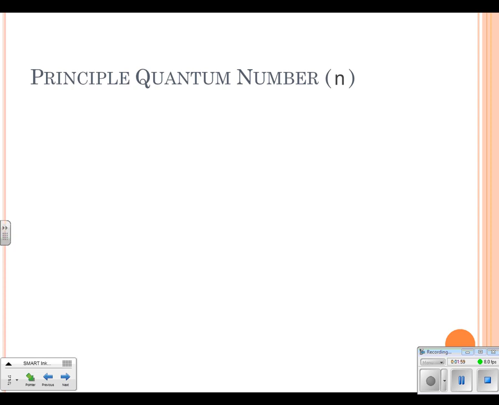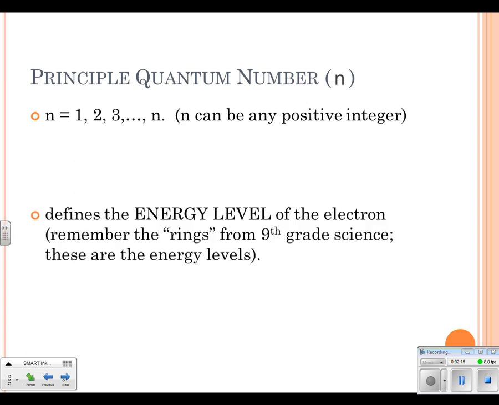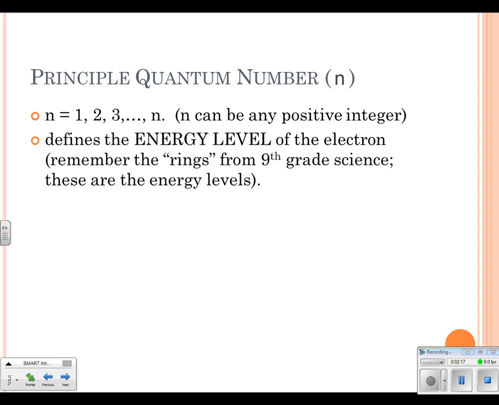So the first quantum number is the principal quantum number, and we use a lowercase n to represent this. This is the most broad. The number n, this principal quantum number, can be 1, 2, 3, 4, 5, 6, 7, whatever. It's going to be a positive integer starting with 1. And this defines the energy level of the electron.